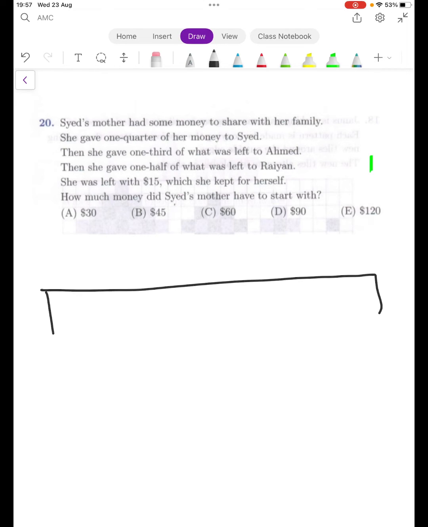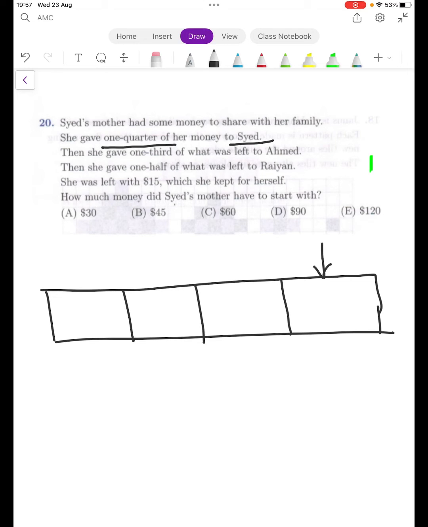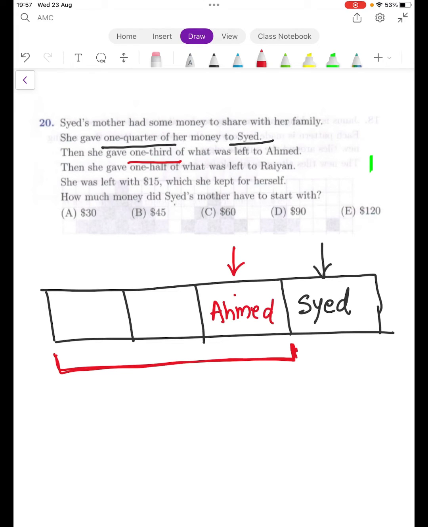So if this represents the total money that Said's mother had at the beginning, and she gives 1/4 to Said, then let's divide this into 4 equal parts, and she gives one of these portions to Said. Now she has this part left over. Then she gives 1/3 of what she has left to Ahmed. This is an easy calculation, because it is already divided into 3 equal portions. So she gives 1 part out of the 3 equal parts to Ahmed.